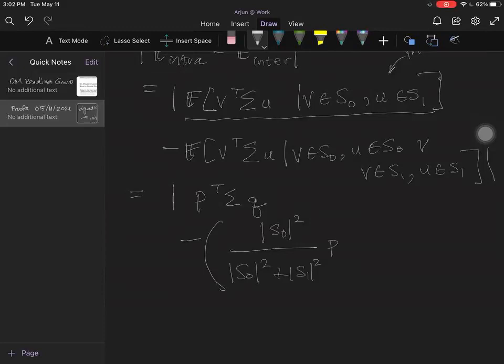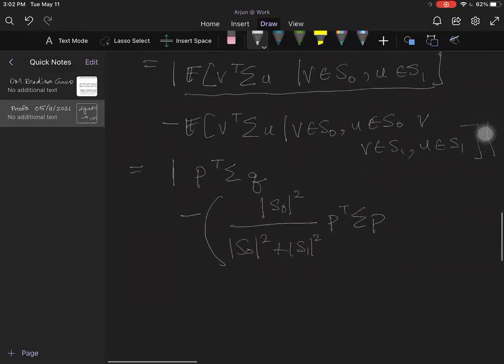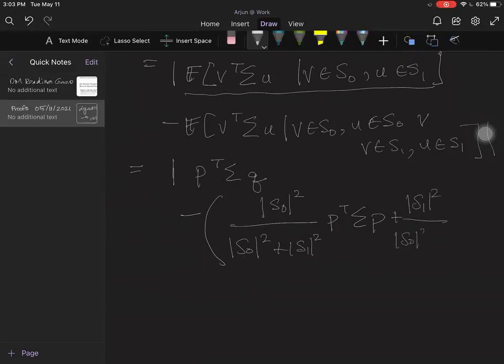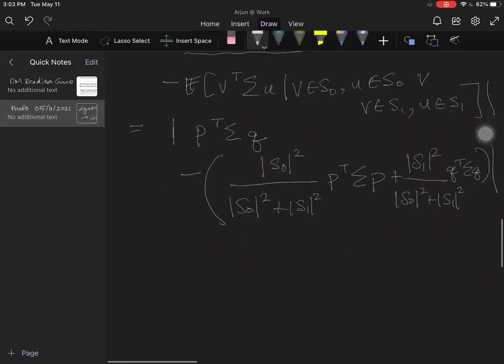So we're going to take this probability that there is an intralink in S0 and compute the similarity. And then we're also going to take the probability that there's an intralink in S1, and once again compute the similarity. And now we're just going to do some factoring.